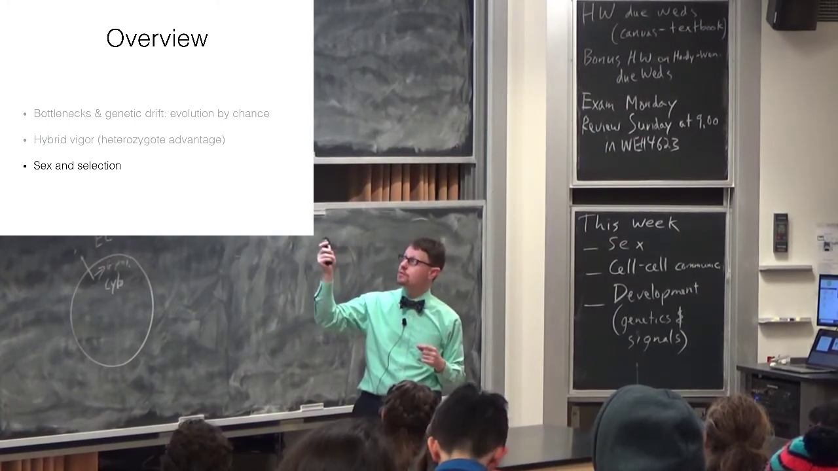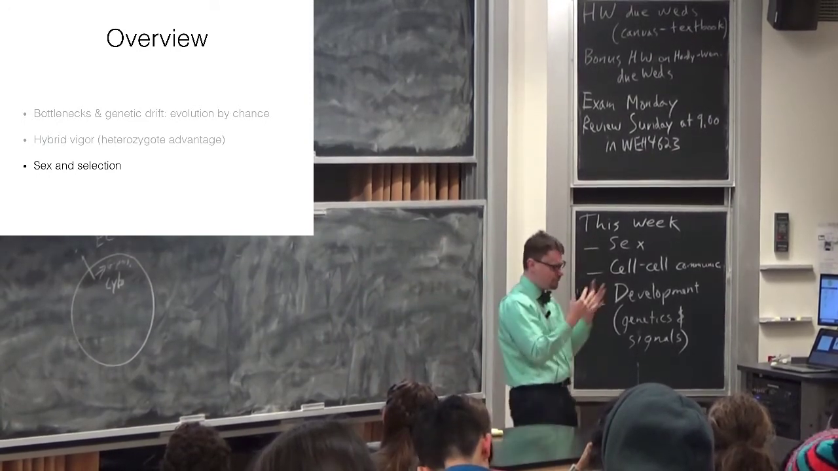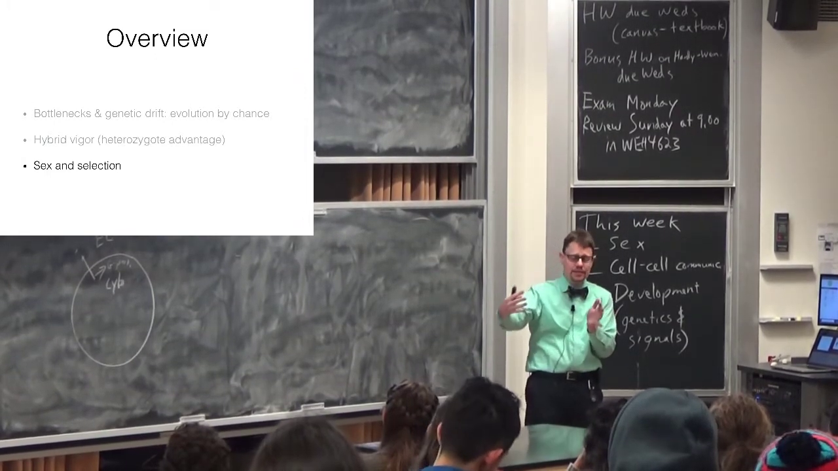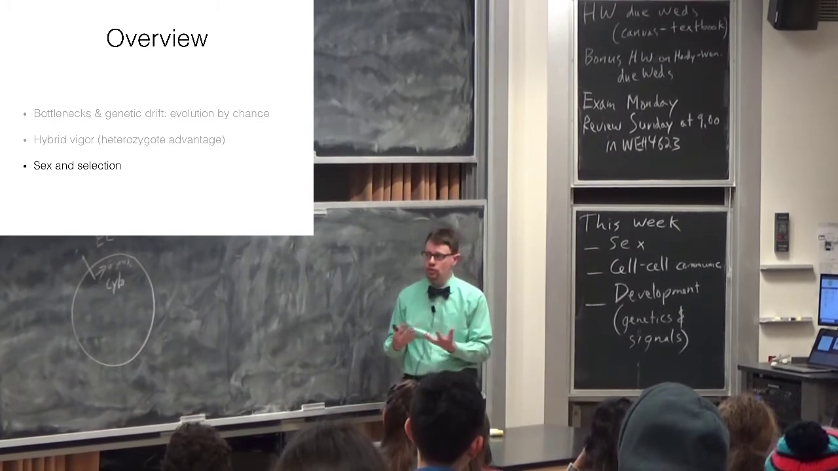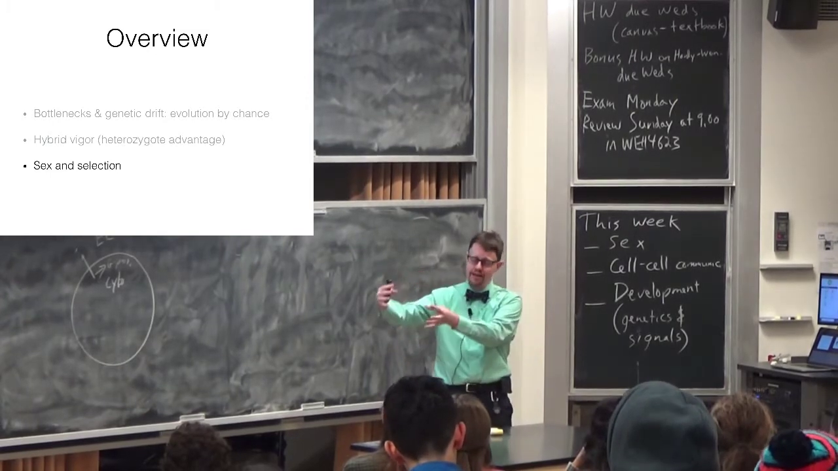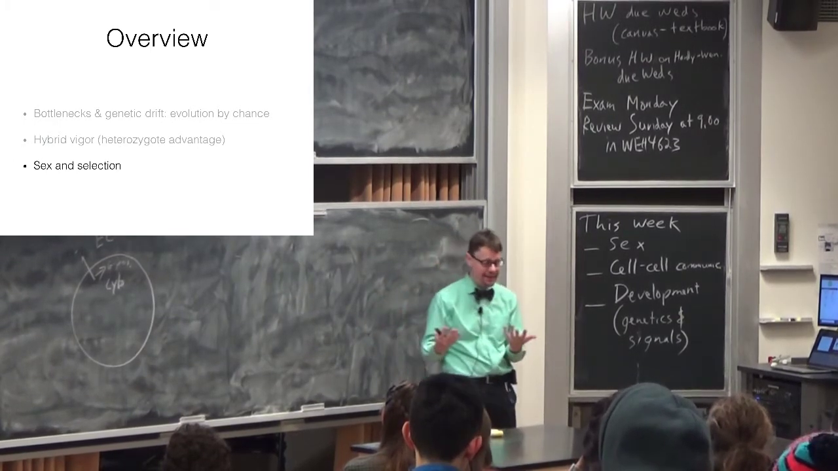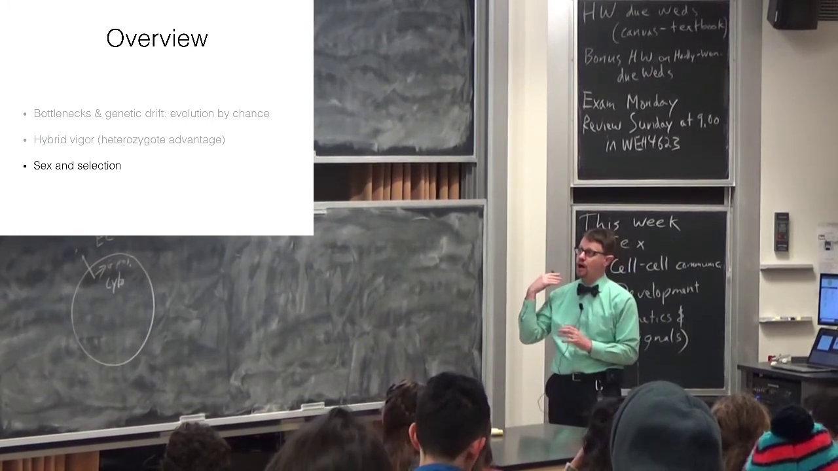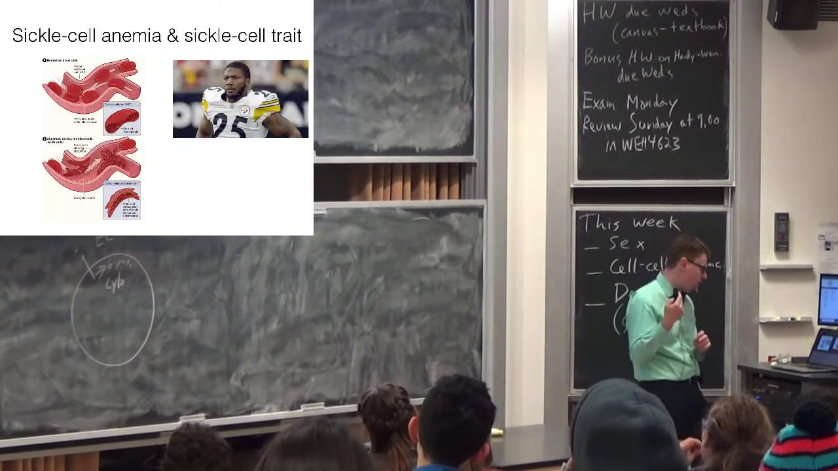So we've already talked about genetic drift quite a bit, and also about these ideas of bottlenecks, where small what are called founder populations, if a small group breaks off, even if that small group has the same mix of alleles as the larger parent population, because genetic drift is such a strong evolutionary force in small populations, that new satellite population or new founder population will evolve much more rapidly and much more randomly than the parent population does. We also talked about hybrid vigor and heterozygote advantage in the context of sickle cell anemia.